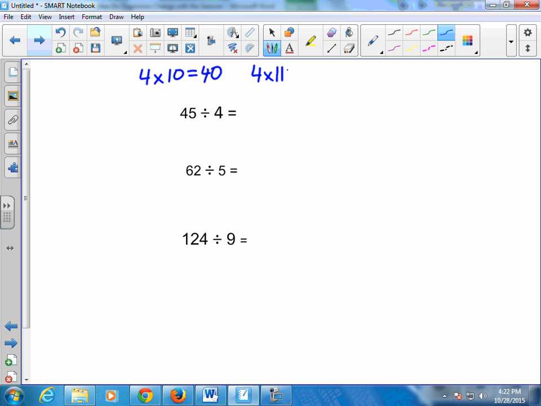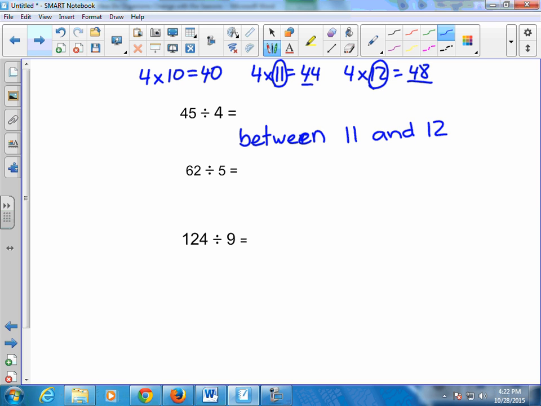4 times 11 is 44. Okay, I'm getting closer. Let me try one more. 4 times 12 is 48. That's too high. So I got 44 and 48. That means that my quotient is going to be somewhere in between 11 and 12. Do you see it? If I multiply 4 times 11, I get 44. If I multiply 4 times 12, I get 48. So my quotient is going to be between 11 and 12.